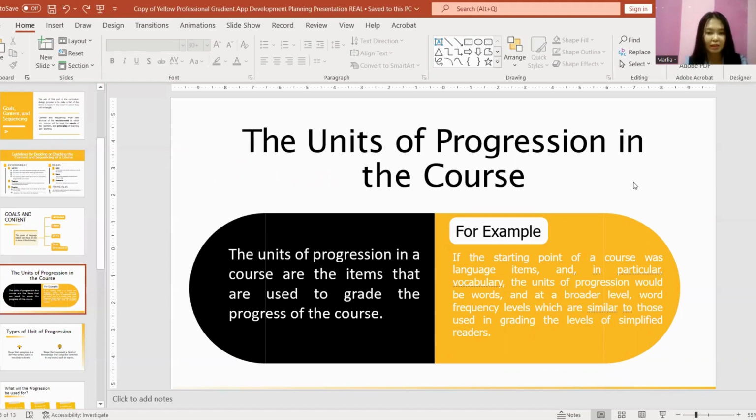For example, if the starting point of a course was language items, and in particular vocabulary, the units of progression would be words. And at a broader level, word frequency levels, which are similar to those used in grading the levels of simplified graded readers.